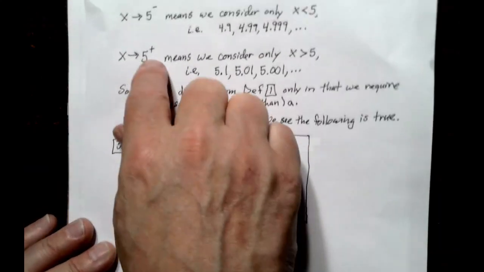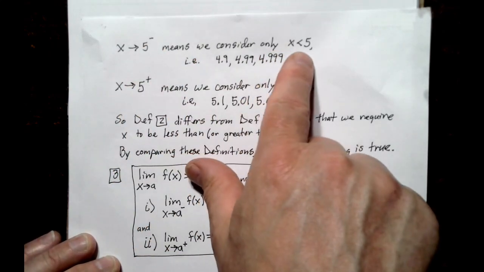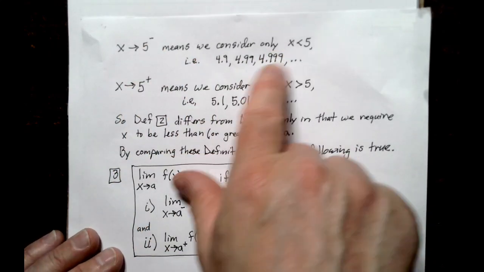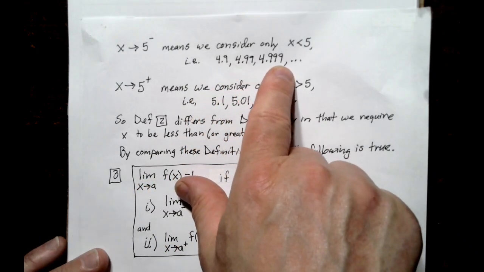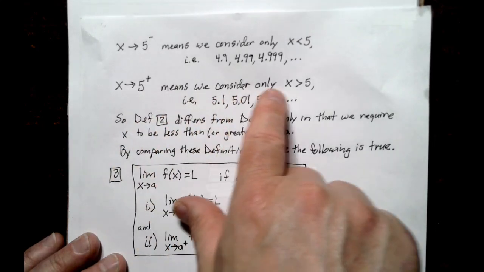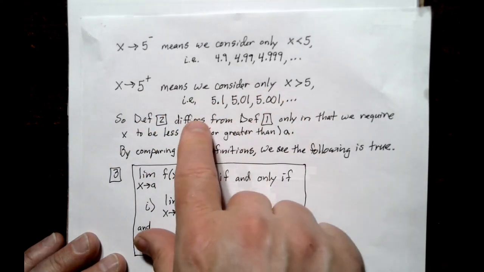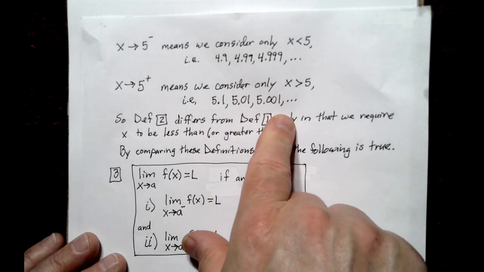And so we say x is approaching 5 from the negative side. That means we consider numbers only less than 5, such as 4.9, 4.99, 4.999, and so on. x approaches 5 from the positive side means we consider only x values greater than 5, such as 5.1, 5.01, 5.001.